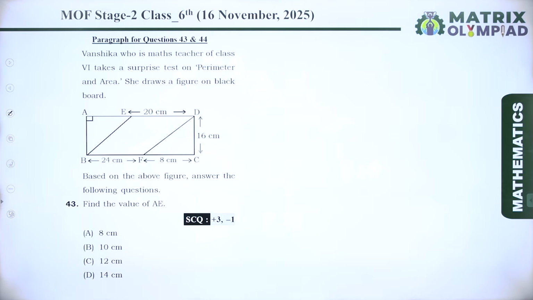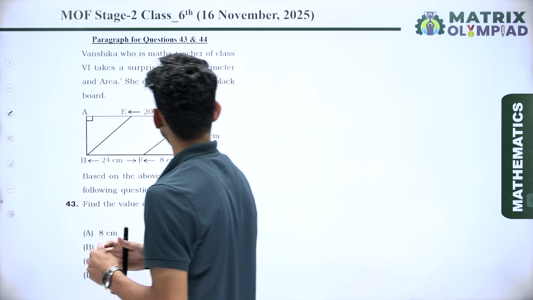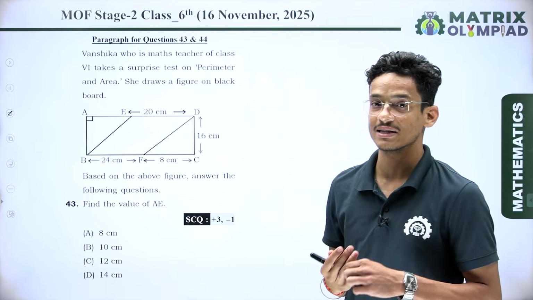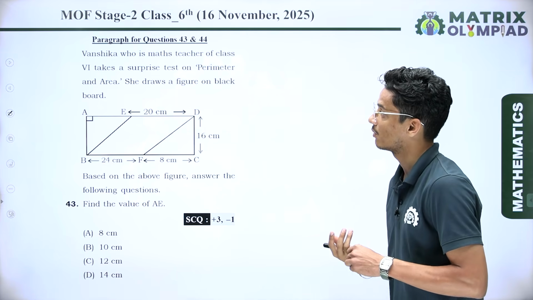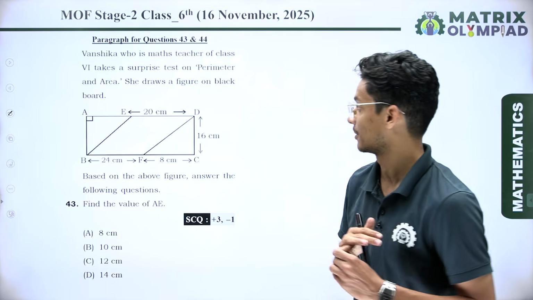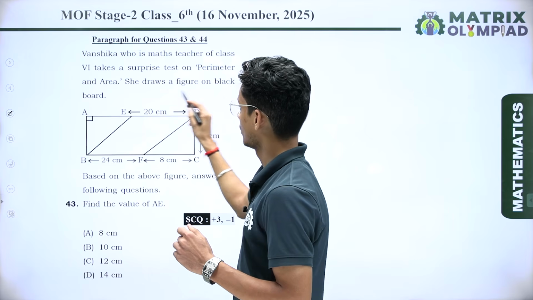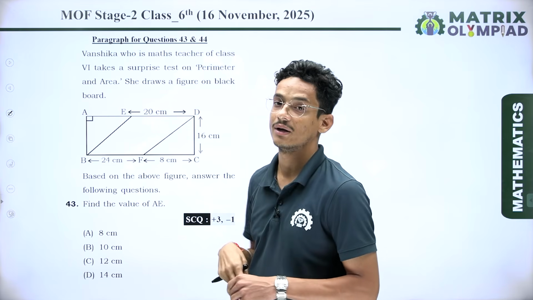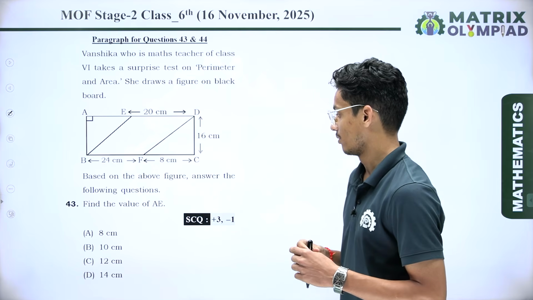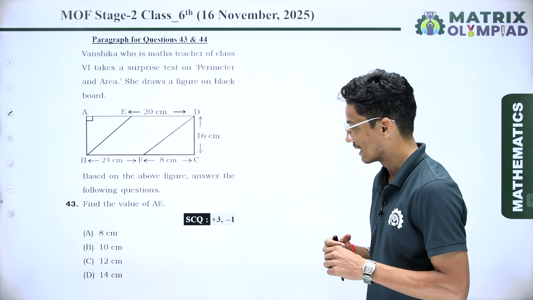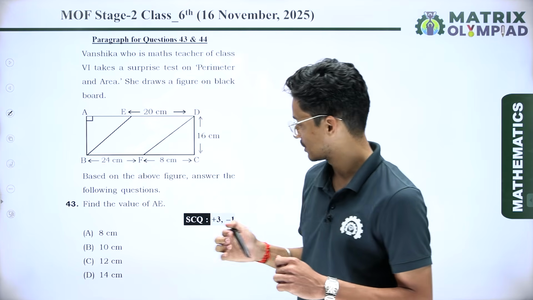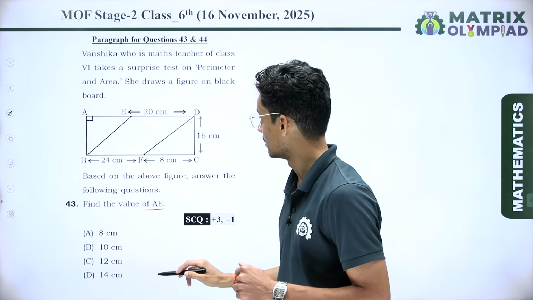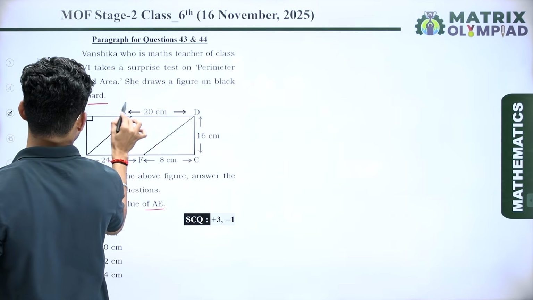If I talk about the next question, which is based on paragraph, and the paragraph is Vansika, who is maths teacher of class 6, takes surprise test on perimeter and area. She drew a figure on a blackboard. Okay, and this figure is in the form of rectangle. And based on the above figure, answer the following questions. And the question is find the value of AE. And this one is the AE.